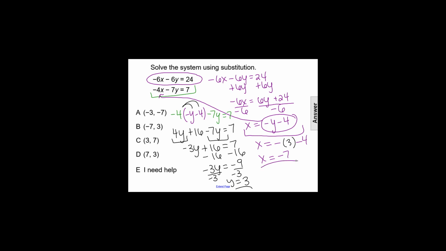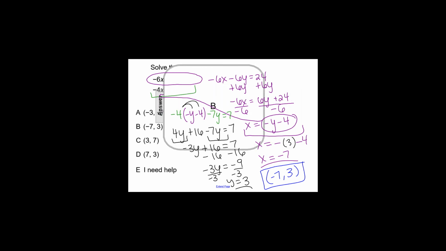So if x equals negative 7 and y equals 3, we have our ordered pair, if we put them together, of negative 7, 3. We could check this solution by substituting that x and y value into both of the original equations, and they would produce true statements. So that means our answer is negative 7, 3. So choice B.